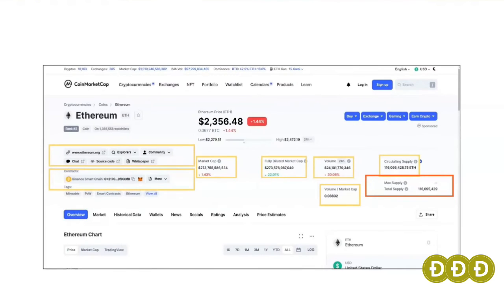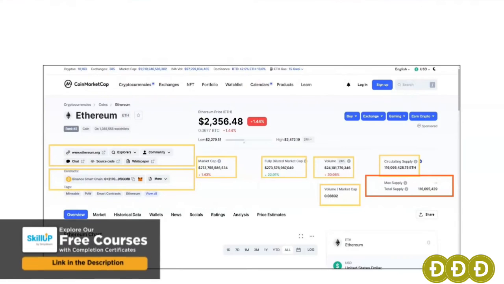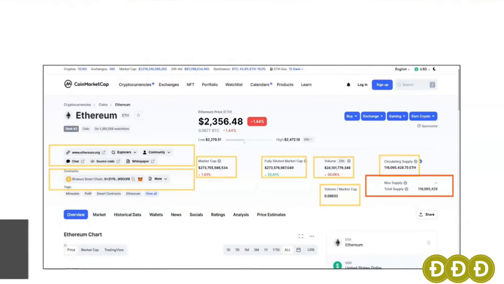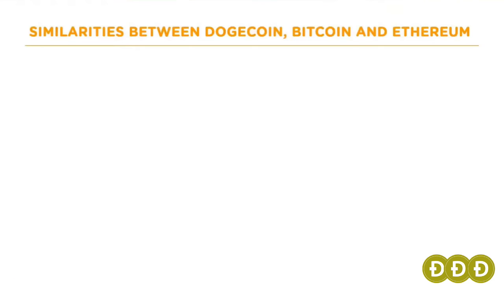You can have a look at the market cap value of Ethereum, which is 273,755,586,534. The fully diluted market capitalization is 273,576,987,049. The volume of Ethereum traded in 24 hours is 24,101,779,346. But in the end, all these top cryptocurrencies, Dogecoin, Bitcoin, and Ethereum, share a few similarities.